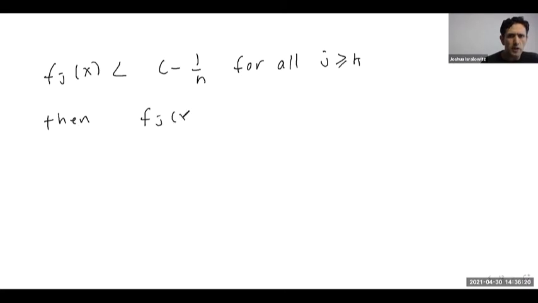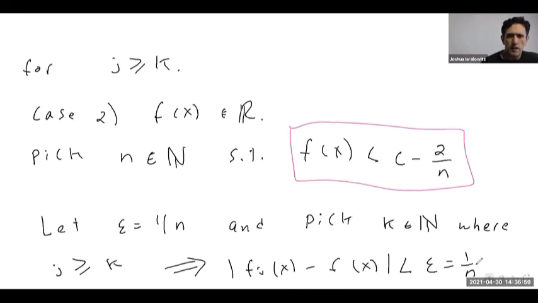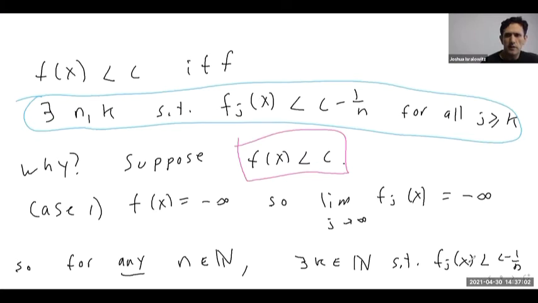well then f(x), which is a limit of the f_j(x), is less than or equal to c minus 1 over n, because obviously, if this is true, then the limit is less than or equal to c minus 1 over n. And that's less than c. Right. So, not a lot to that. So that takes care of this proof.